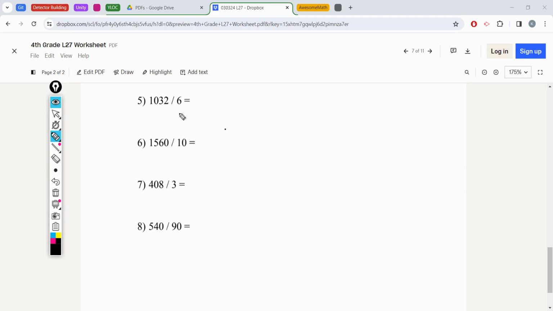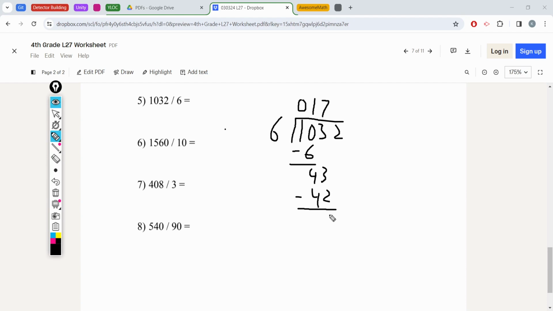Next question, we have 1032 divided by 6. 6 divides into 1 0 times. 6 divides into 10 one time, so you subtract. Gives you 4, drop down the 3. 6 divides into 43 7 times, because 6 times 7 is 42. You get 1, drop down the 2, and then you get 12. Because 6 divides 12 2 times, exactly.